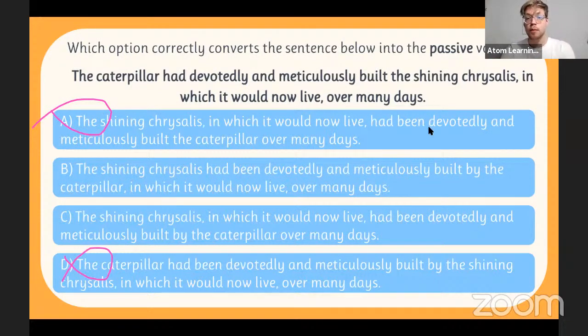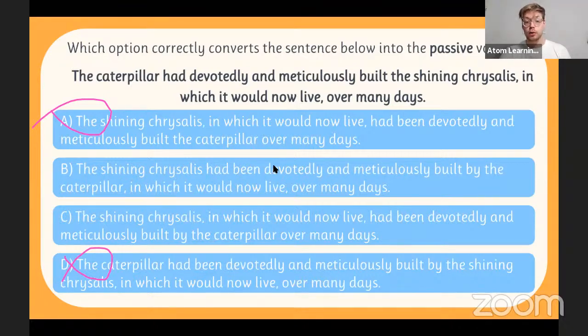So I next look at the verb. I know the verb is had, the caterpillar, my annotation is in the way, the caterpillar had devotedly and meticulously built the shining chrysalis. So I know I need the auxiliary verb to be in the correct conjugation in the sentence. So I know I need been somewhere in there. So again, that doesn't really help me with B or C, because they both have been in it. So what do I do next? So I'm looking at B and C, and I can see that the had built needs to be changed into the passive voice with been. So had been built is what we need.